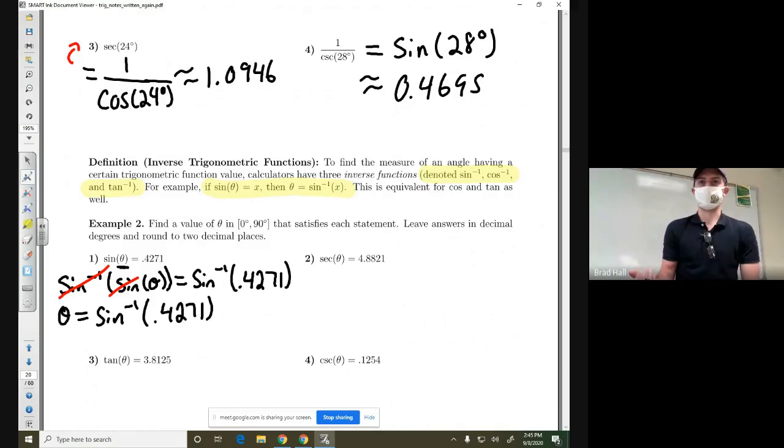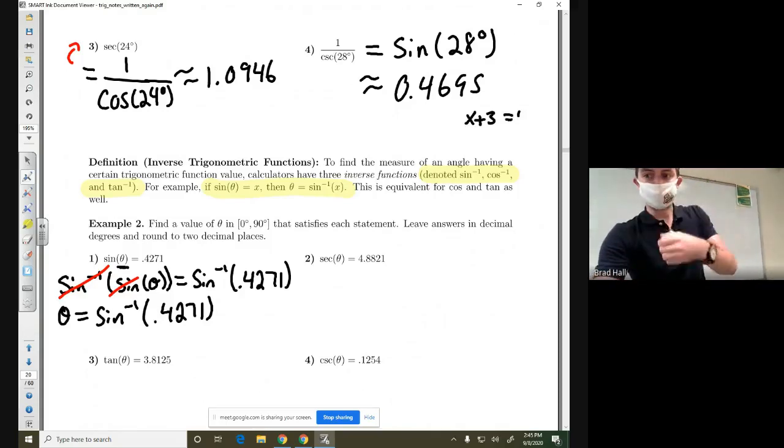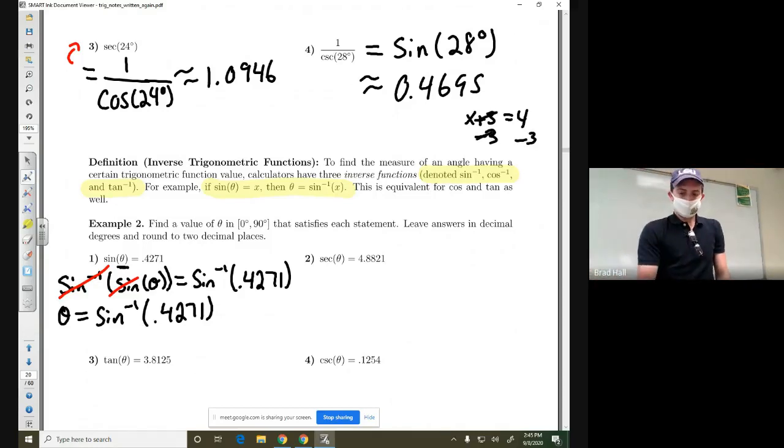So in other words, this is you moving sine to the other side. Such as in algebra, if you had x plus 3 is equal to 4, then you would subtract 3 on both sides. Down here, it's how do you move sine to the other side? Well, you make it inverse. Plus and minus are inverses, sine and sine inverse are naturally inverses.